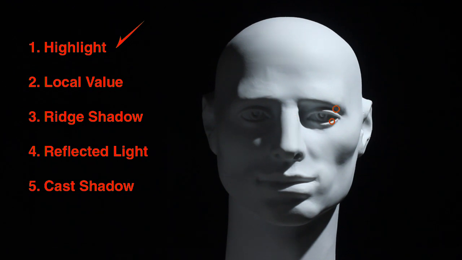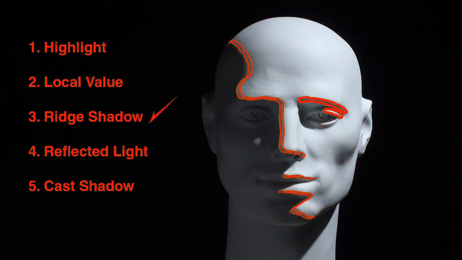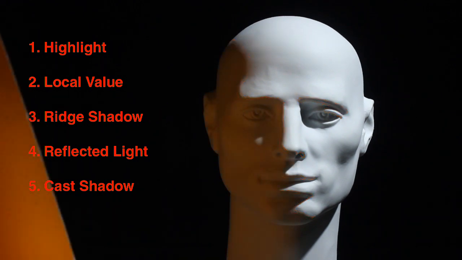There are also highlights on each eyelid, and highlights on the mouth and chin. The rest of the information on the light side of this image is considered local value. As we roll into shadow, we encounter the ridge shadow. To help you see the reflected light more clearly, I'm using a red sheet of paper to reflect red light back into the shadow side of the face. And finally, we have the cast shadow.